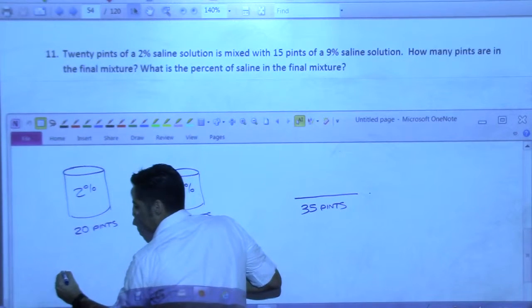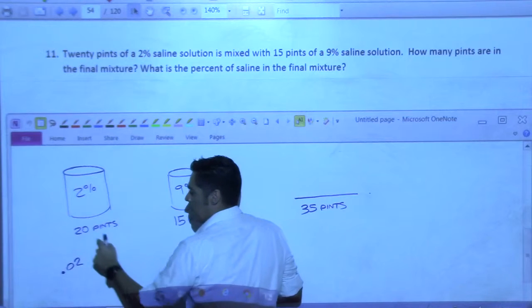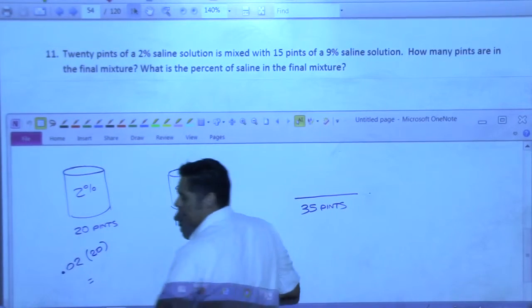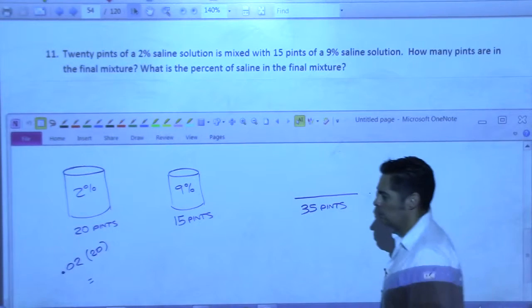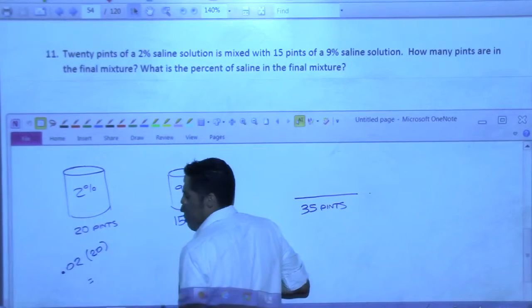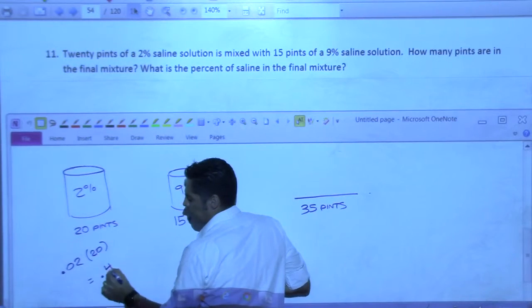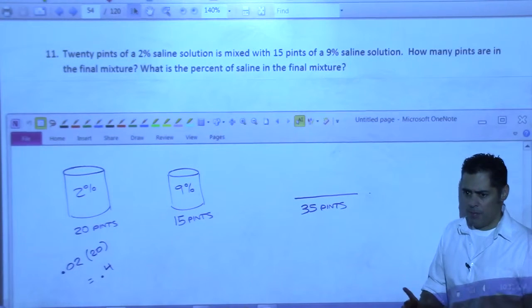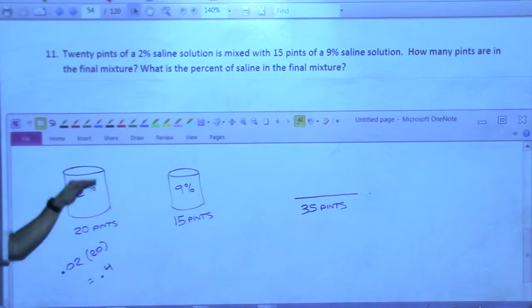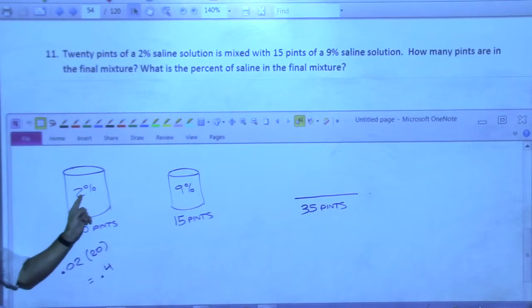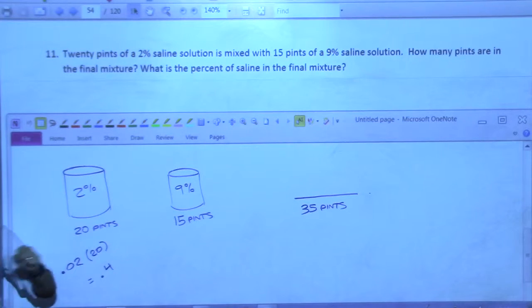We take the 2%, which as a decimal is 0.02, right? And we multiply it times 20. And this time you get a number that's not as obvious as the one when you had 100%. What is 0.02 times 20? 0.4? You understand what I'm doing? The computation? Now, I want you to try and understand what this 0.4 means. If you have 20 pints of 2% saline, that means if you were able to separate the salt out of the water, you would have 0.4 pints of salt, because it's a 2% mixture.